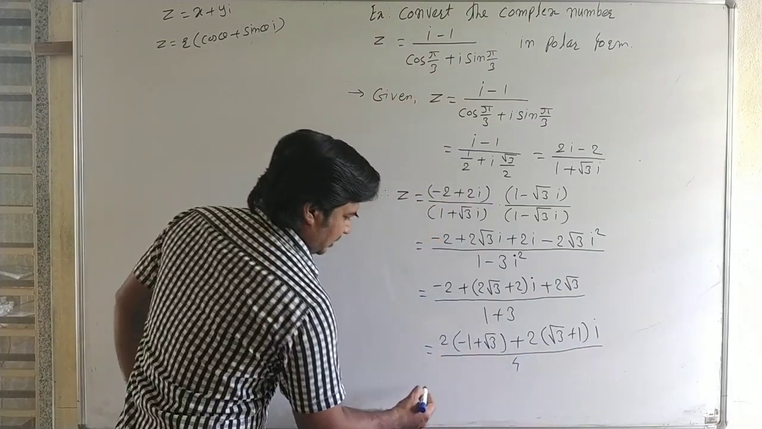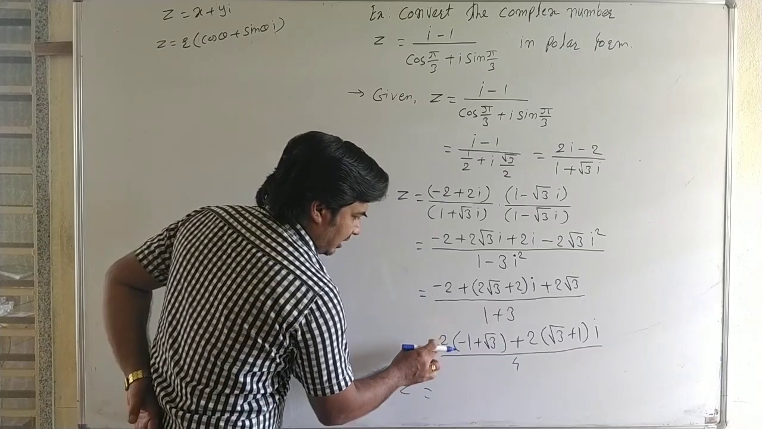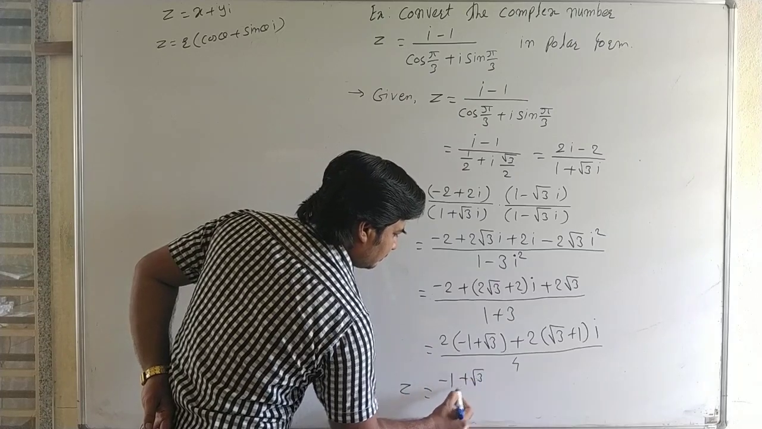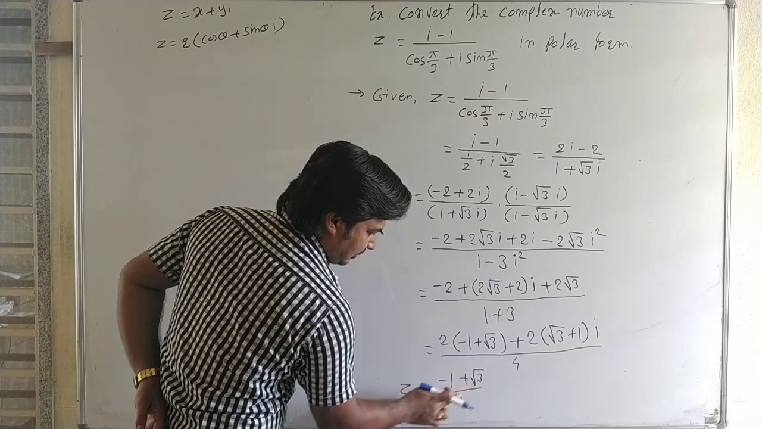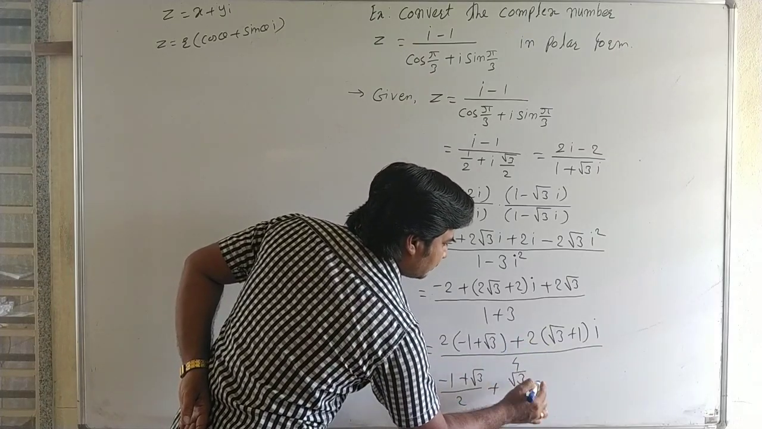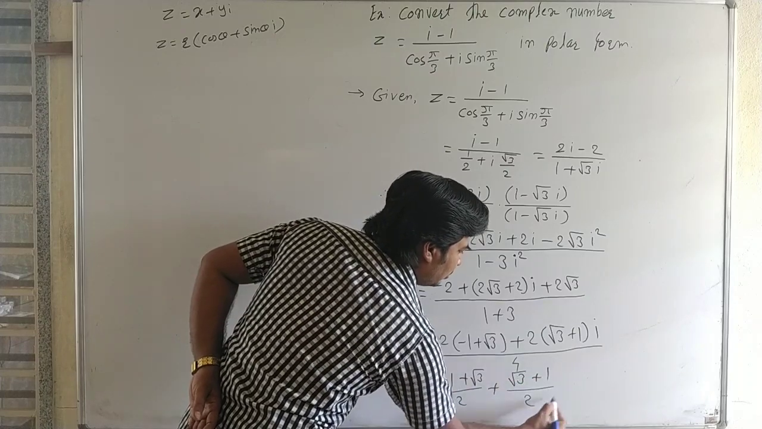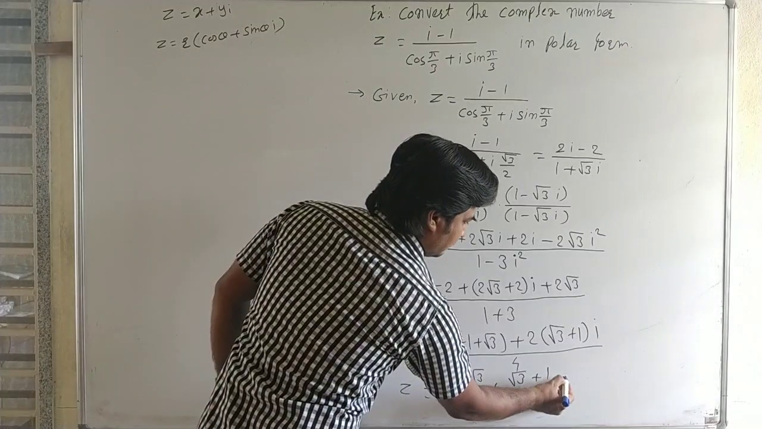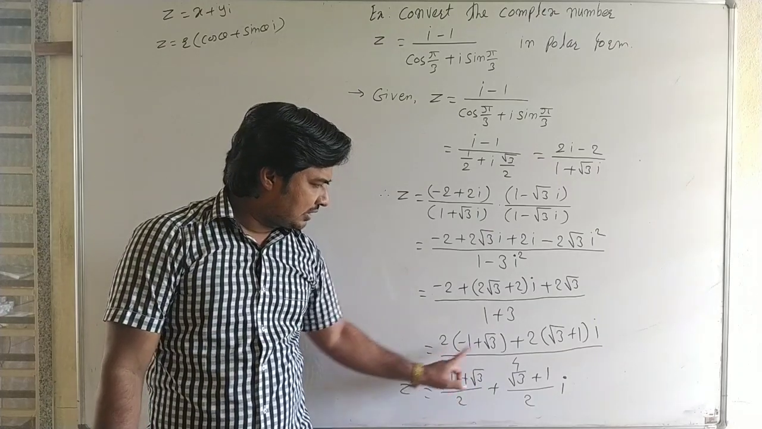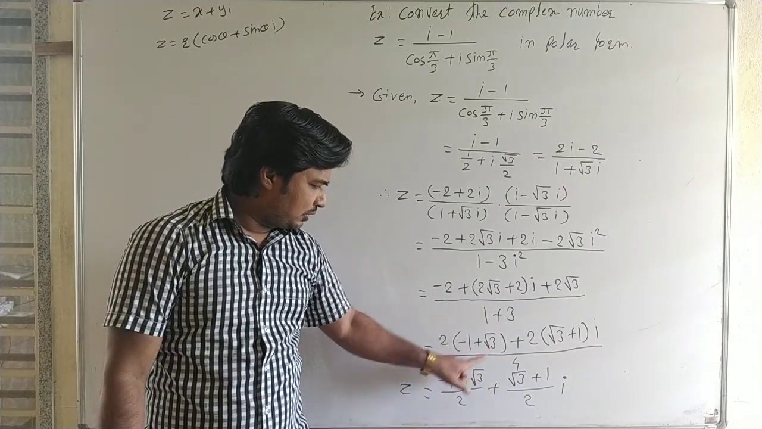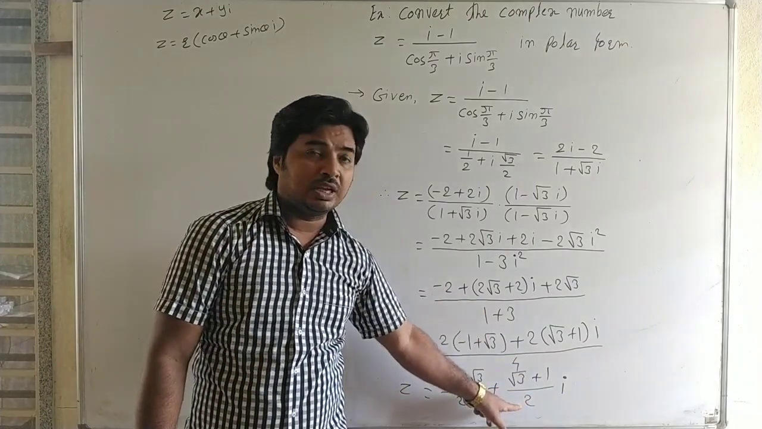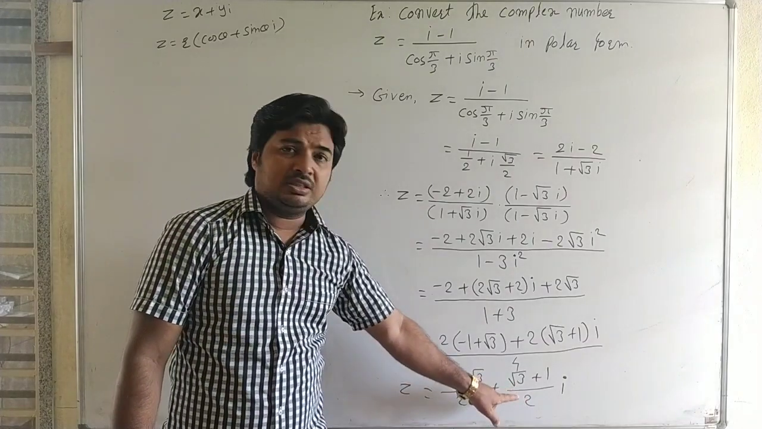Therefore z becomes, separating the real and imaginary parts, (−1 + √3)/2 plus (√3 + 1)/2 into i. Now see the calculation carefully: 2 and 4 get cancelled, the denominator is 4. Minus 1 plus root 3 can be written as root 3 minus 1, and here root 3 plus 1. Therefore this is the real part and this is the imaginary part.